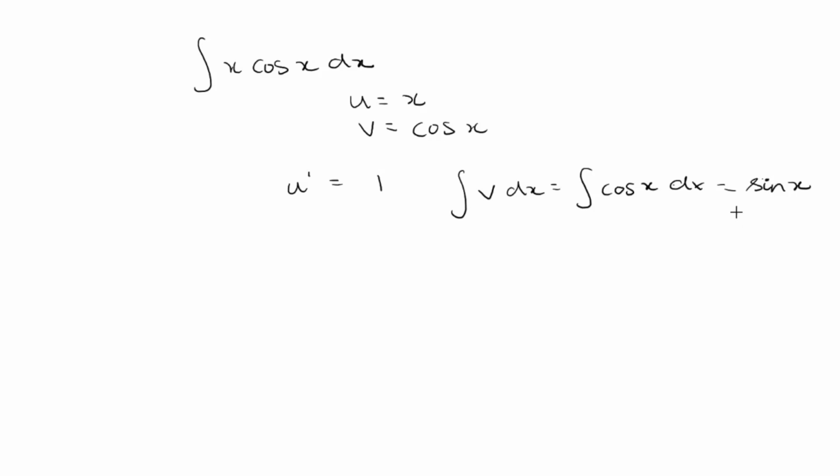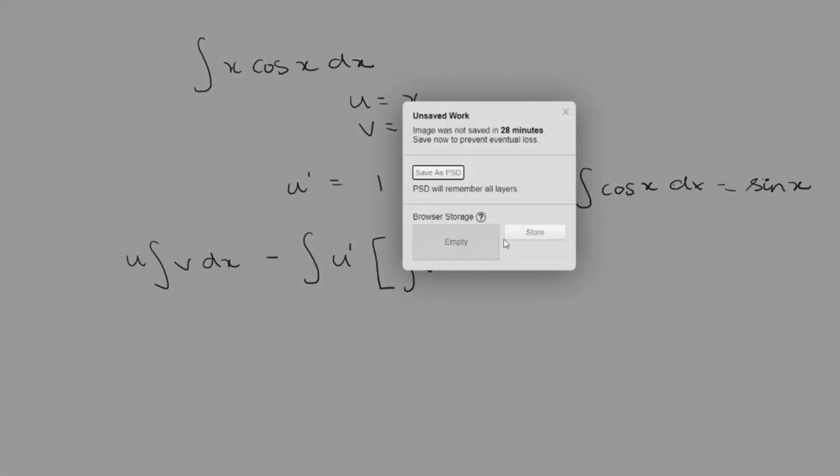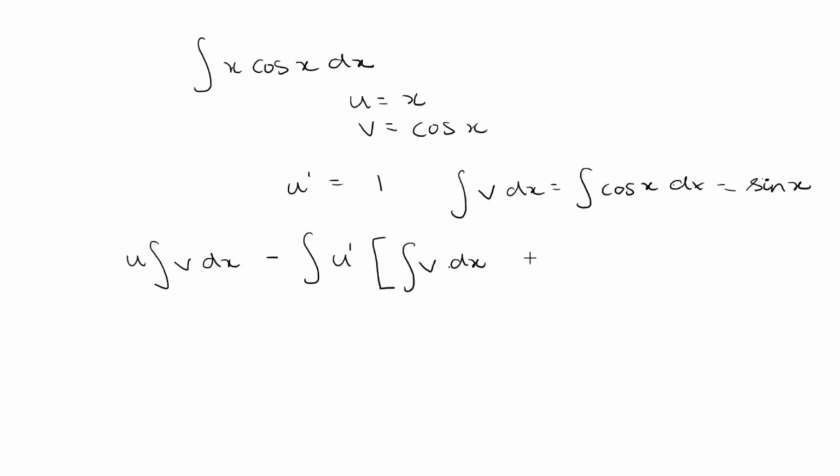sine x. Therefore, using the integration by parts formula, we have u times the integral of v dx, minus the integral of u prime times the integral of v dx, all with respect to x.